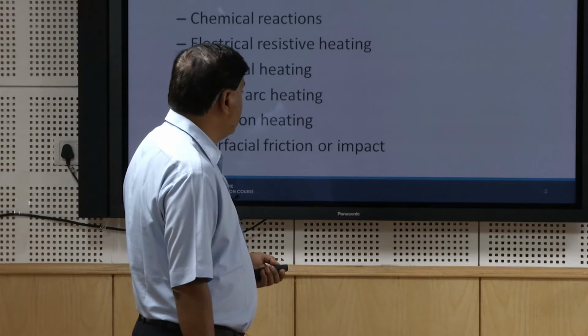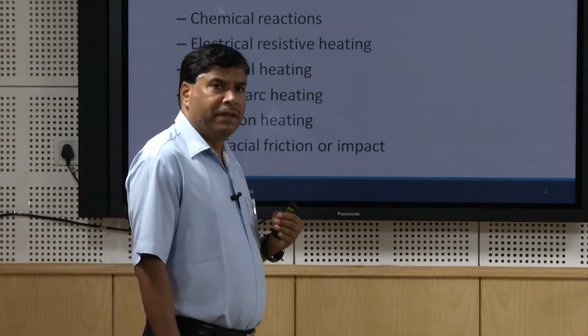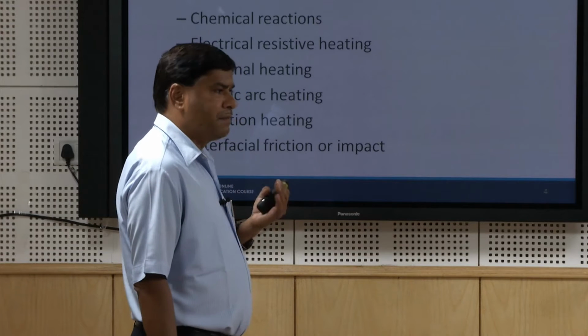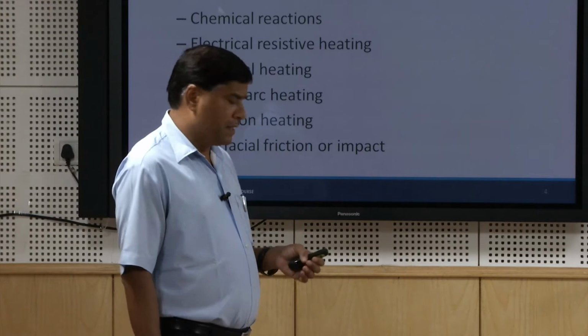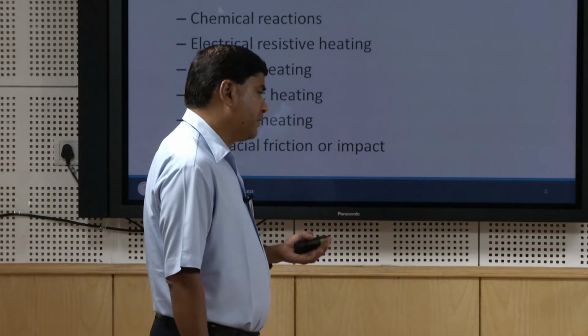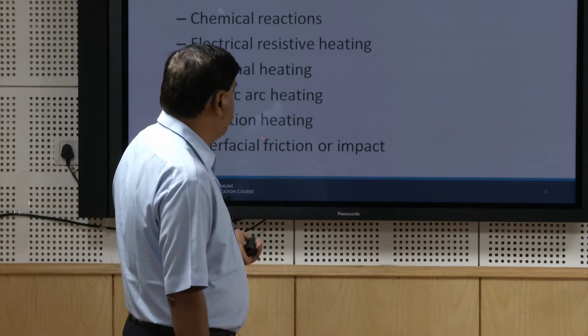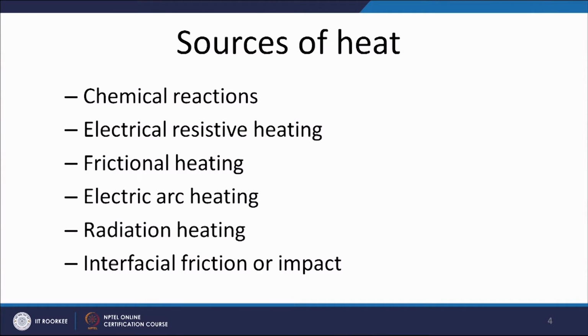And the radiation heating uses the electron beam or the laser beam, which are focused over a small area, and the material is activated through the impact of these radiations to produce the heat, and that helps in melting as well as evaporation of the material. But for the joining purpose, mainly the melting is achieved.